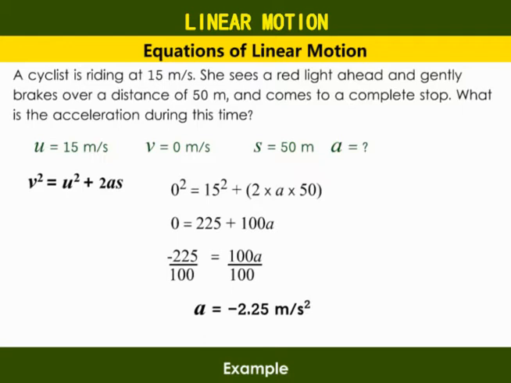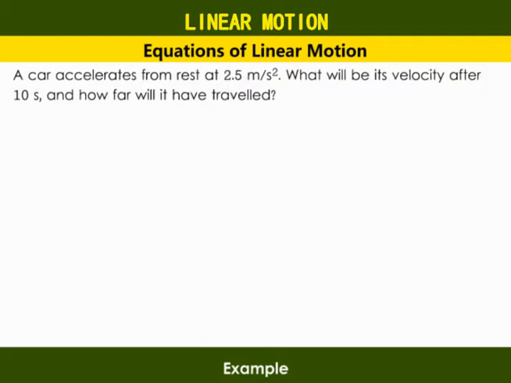Final example. A car starts from rest and accelerates at 2.5 meters per second squared. What will be its velocity after 10 seconds and how far will it have traveled? So what do we know? We know initial velocity u is 0 meters per second because it is starting from rest. Final velocity v we don't know. Acceleration is 2.5 meters per second squared. Time t is 10 seconds. Displacement s we don't know.